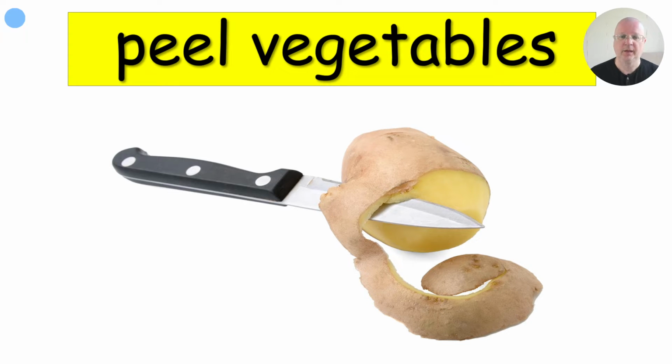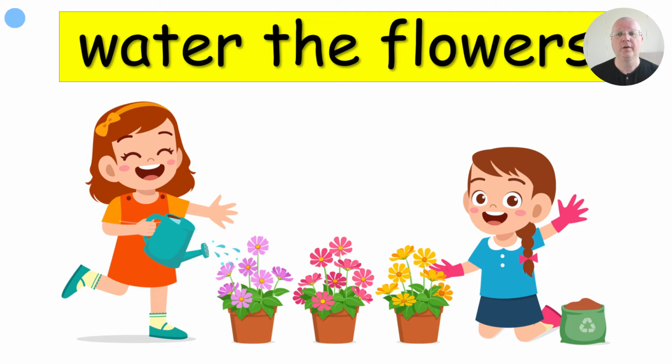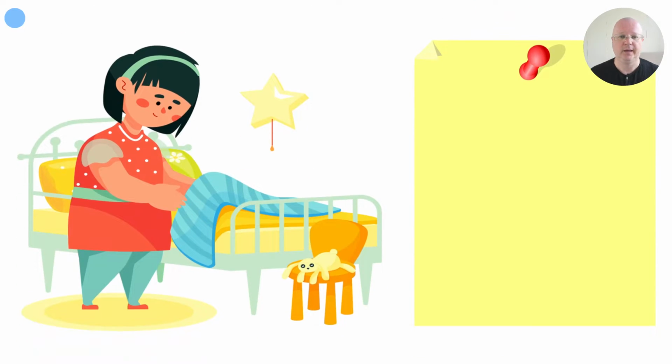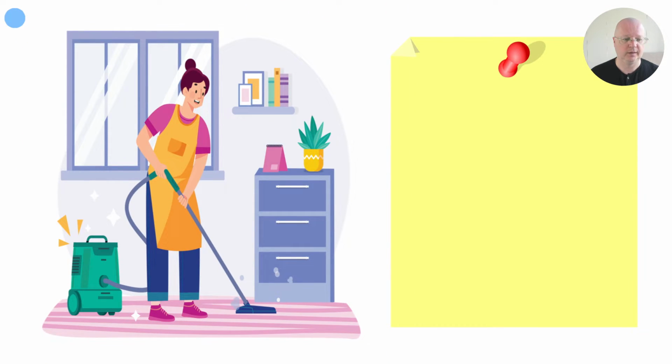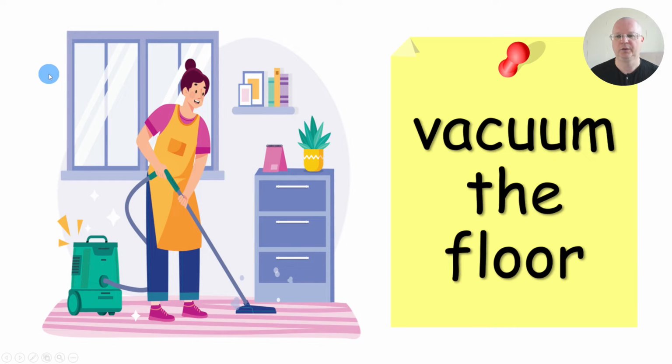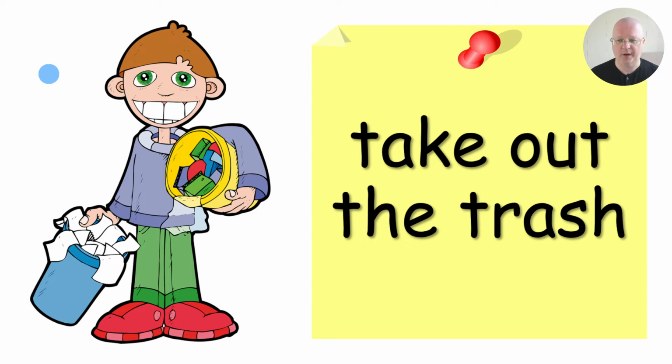Peel vegetables. And here also you can give examples of what kind of vegetables or fruit we can peel. We can peel a banana, we can peel an orange, we can peel potatoes, tomatoes, and so on. Next one, water the flowers. Next one, make the bed. Next one, what is it? Many students say mop the floor or sweep the floor, but that's actually a vacuum cleaner, so we say vacuum the floor. Next one is take out the trash.